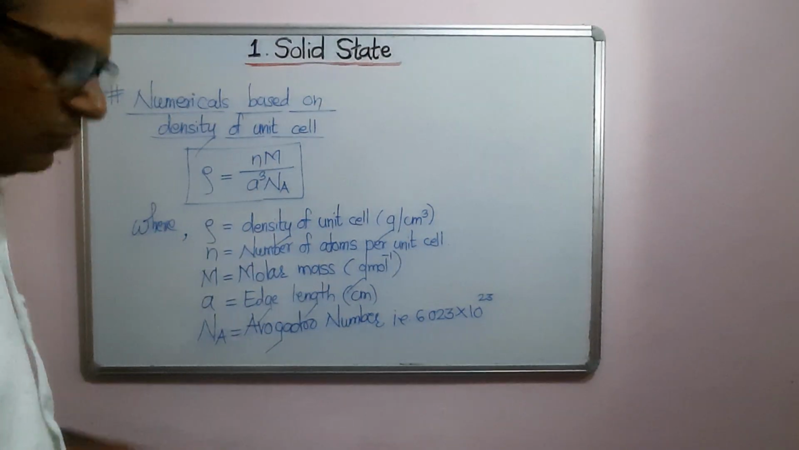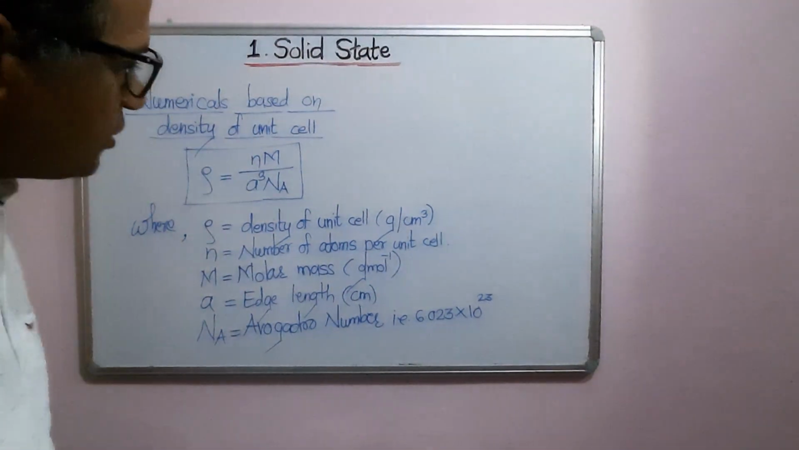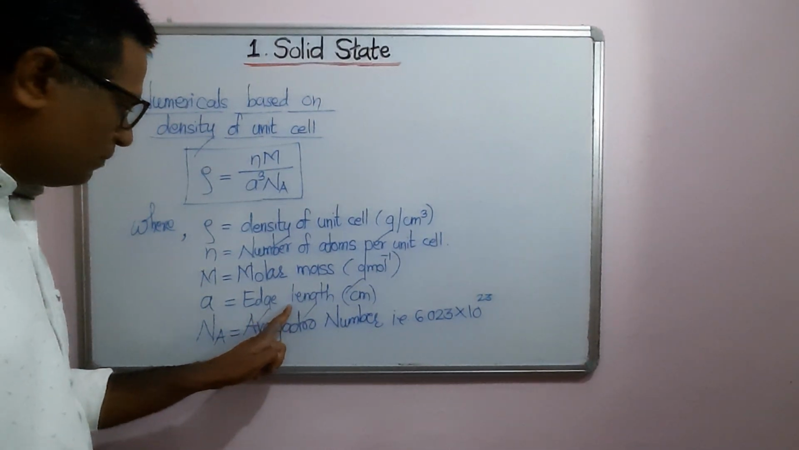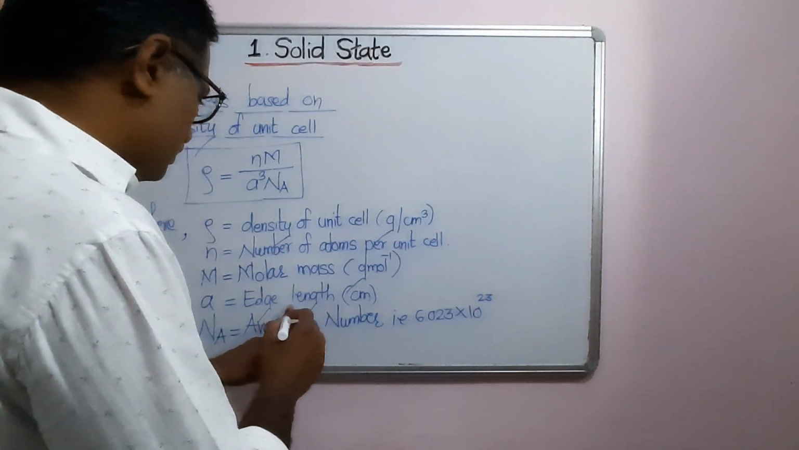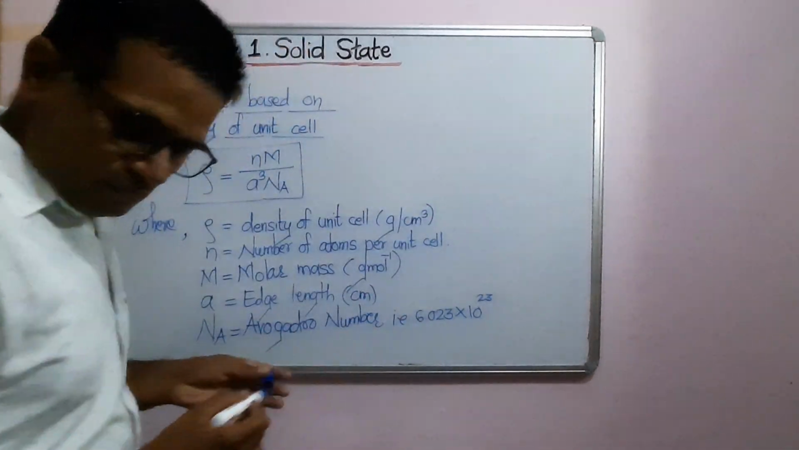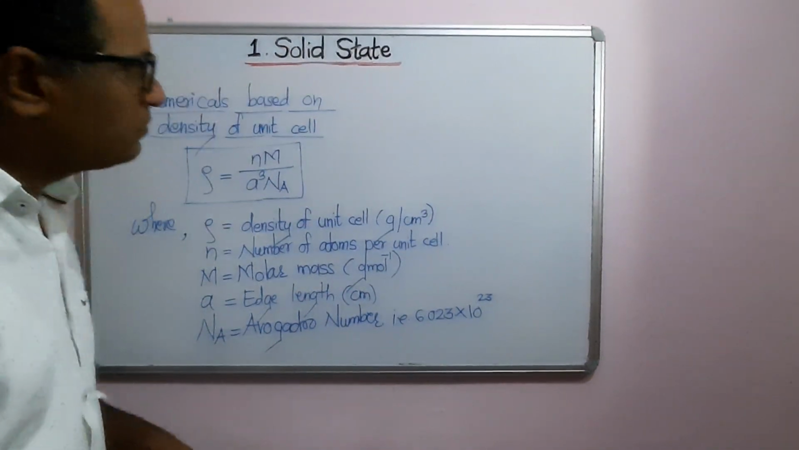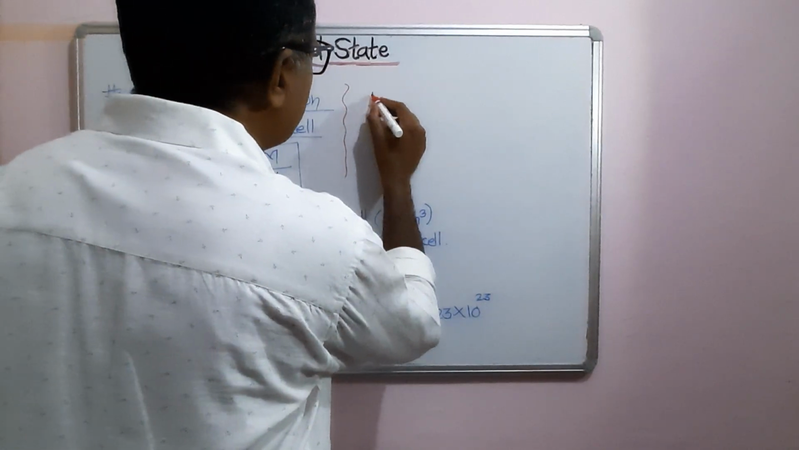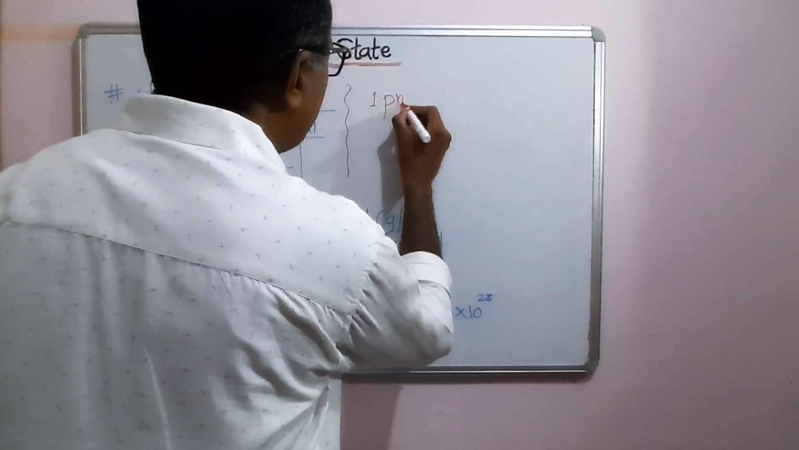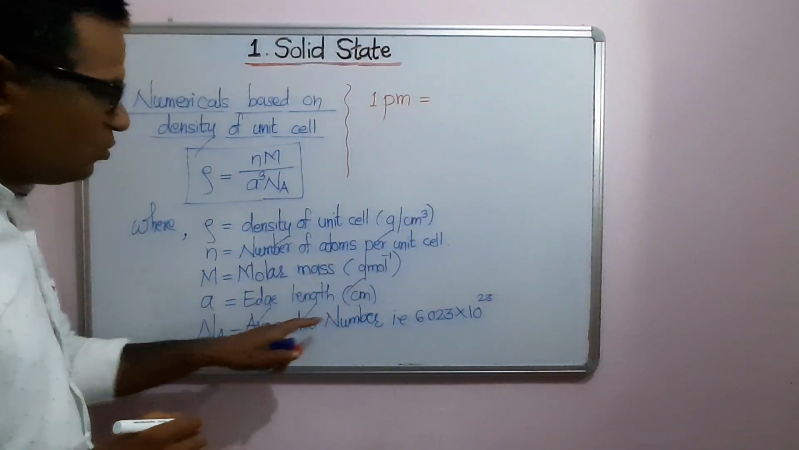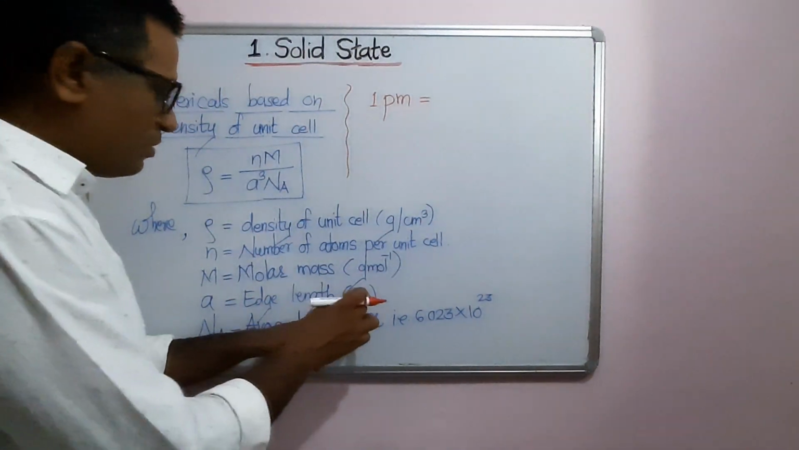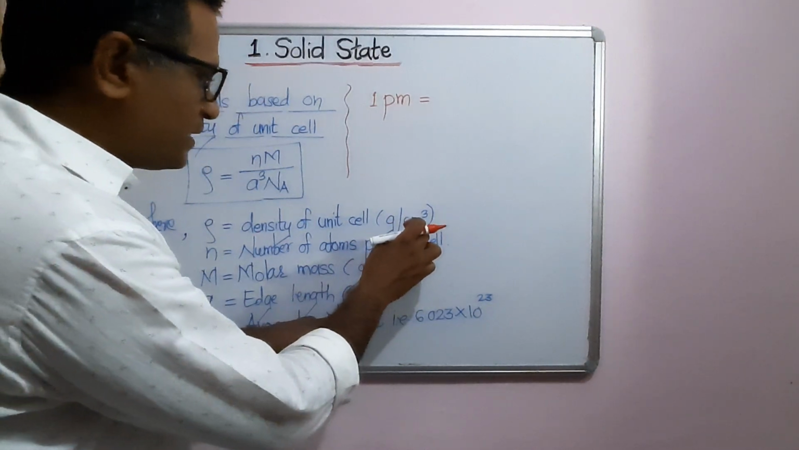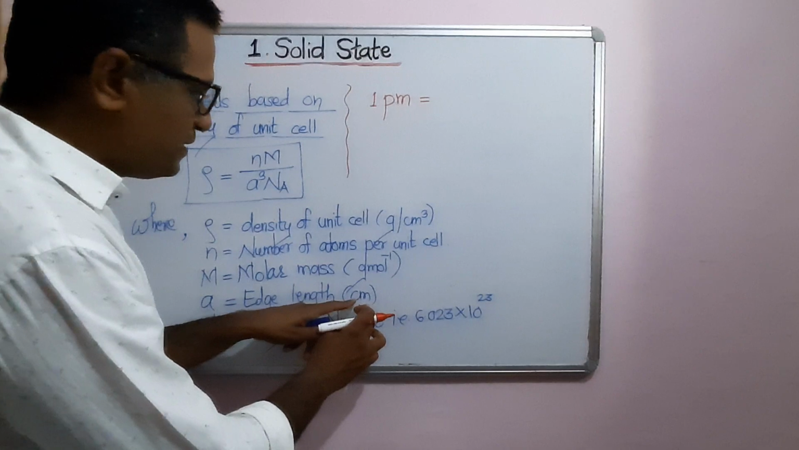Okay, now we'll solve some numericals based on that. Before that, remember one important conversion for the edge length. In problems, most of the time the edge length is given in picometer, and at that time you have to convert that picometer into centimeter because your density is in gram per centimeter cube. So here centimeter is there, therefore your edge length must be in centimeter.